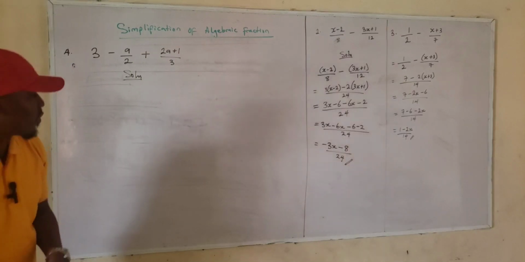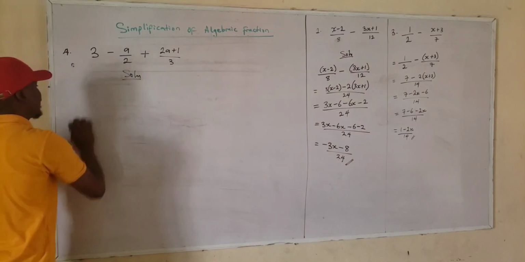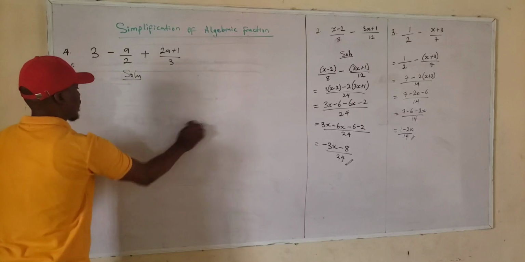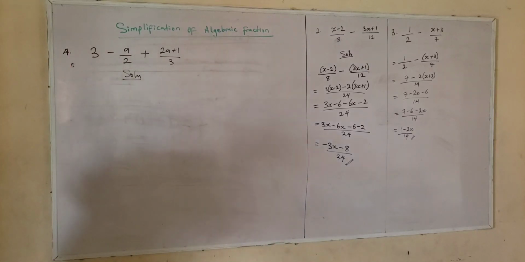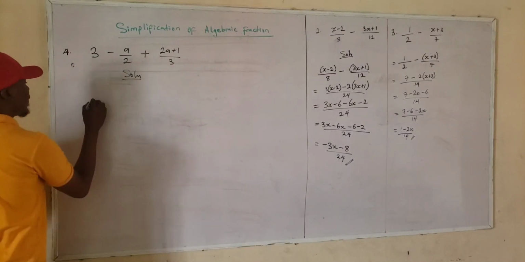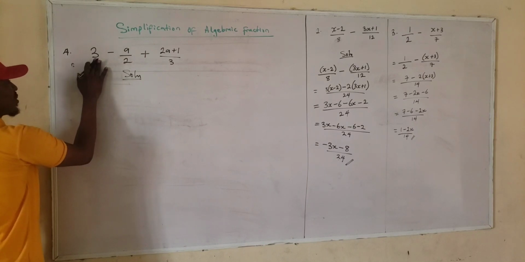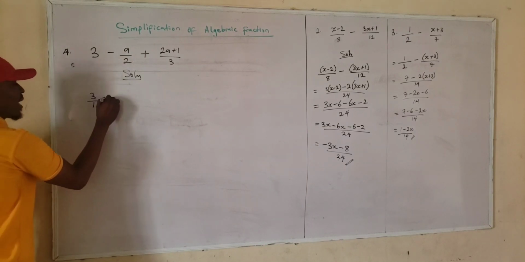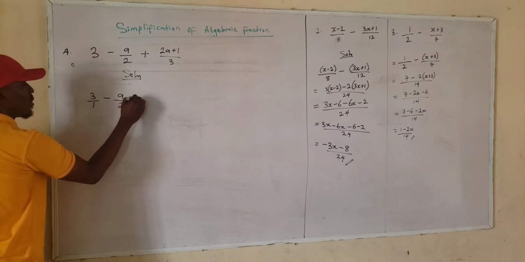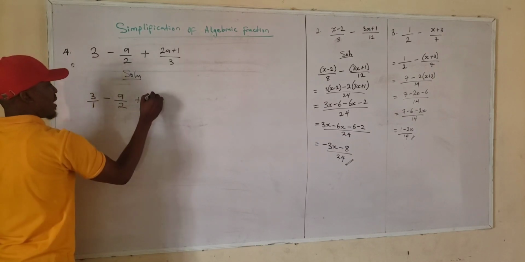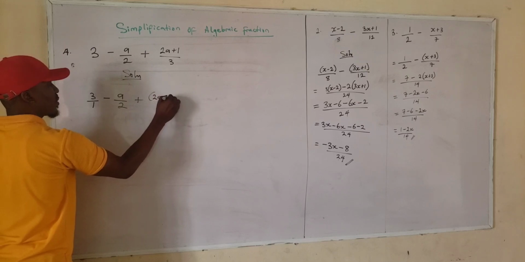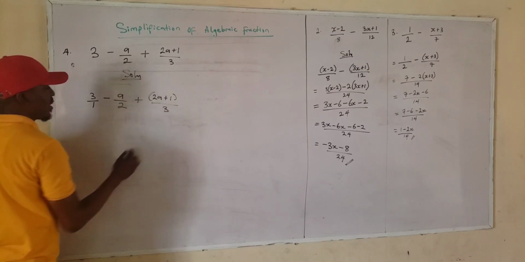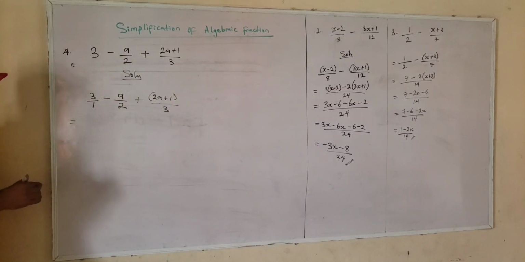Okay, please let me wipe off the board very well. Okay, so that will give us 3. Remember, this is not a fraction, so make it a fraction: 3 over 1 minus a over 2 plus, put this in brackets, that will give you 2a plus 1 over 3. So the next thing to do is to find the LCM.